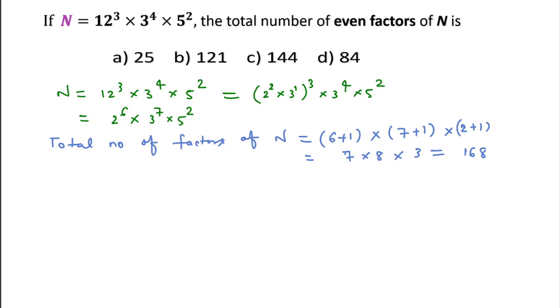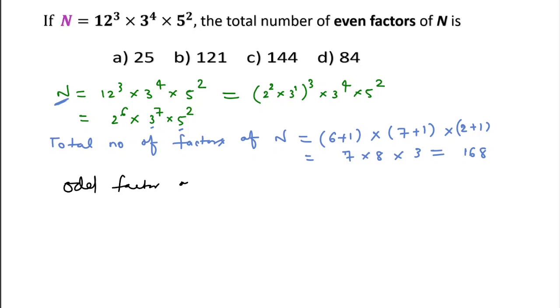So total number of factors of this n is 168, and out of this 168 there will be even factors and odd factors also. But how many odd factors of this n? Here we can conclude that odd factors will be only combination of 3 and 5, because odd numbers here are 3 and 5 only. So multiple of 3 and 5 combinations.